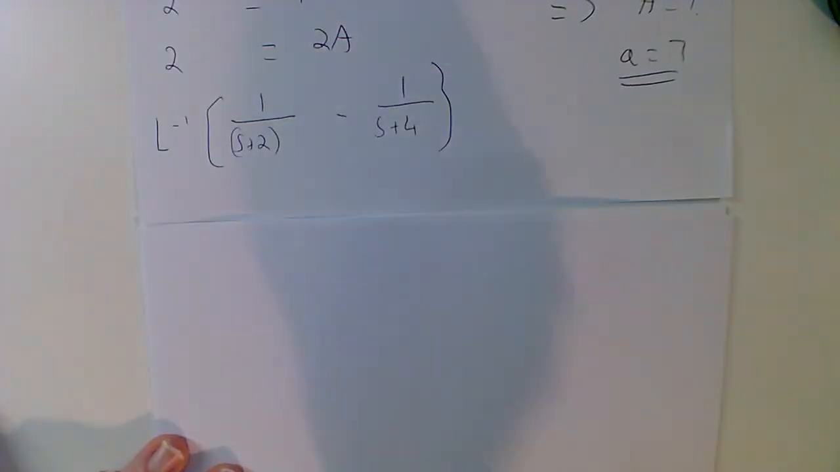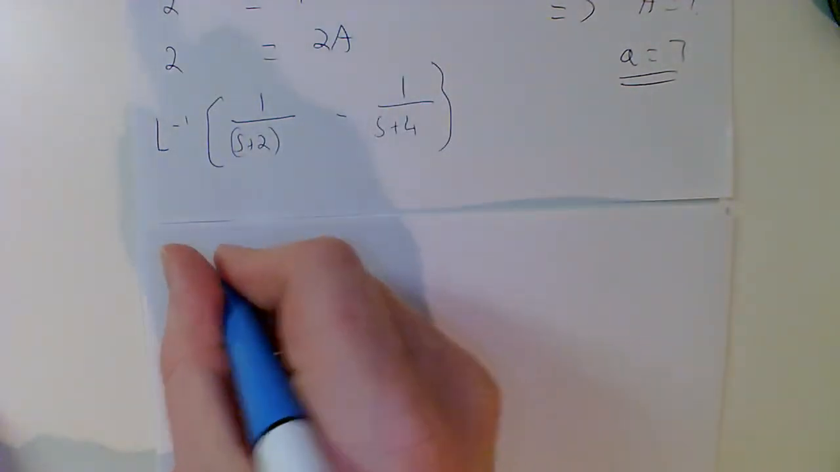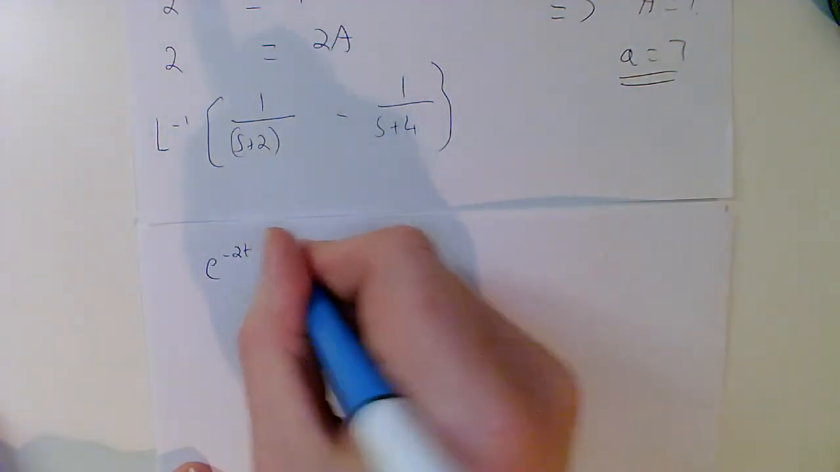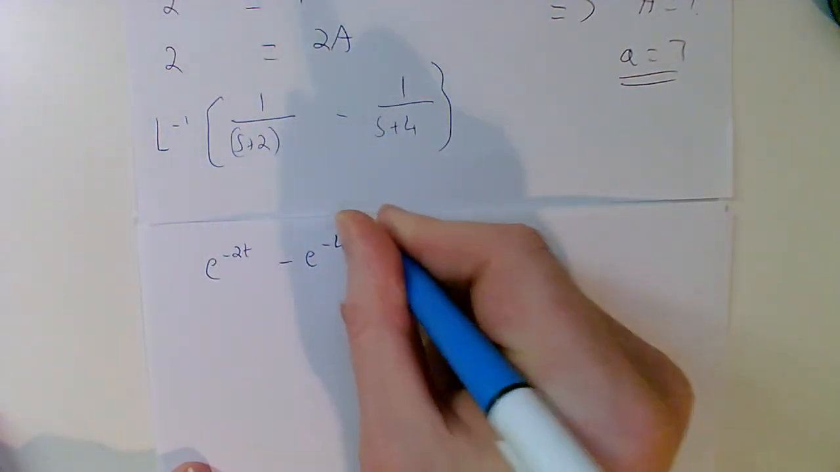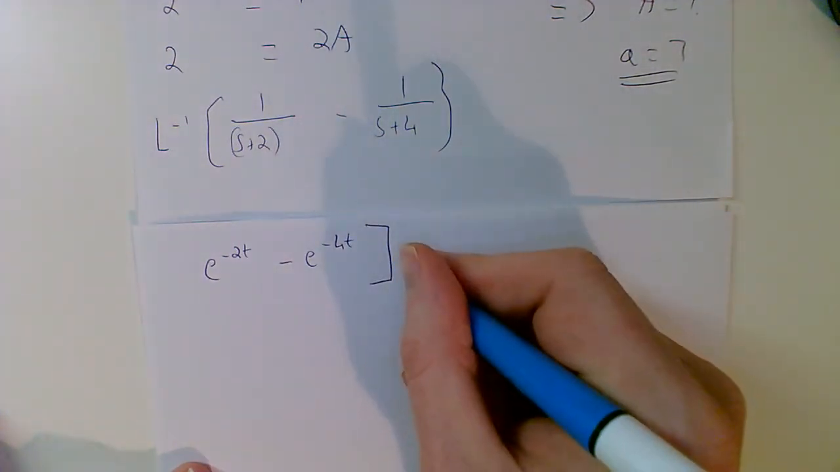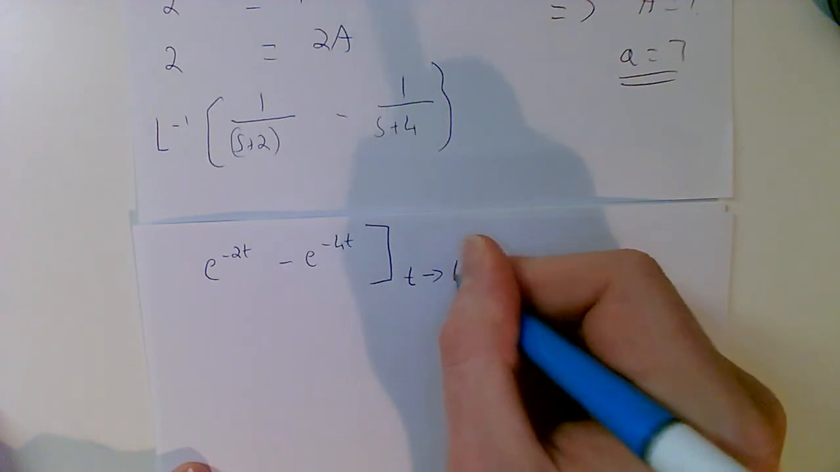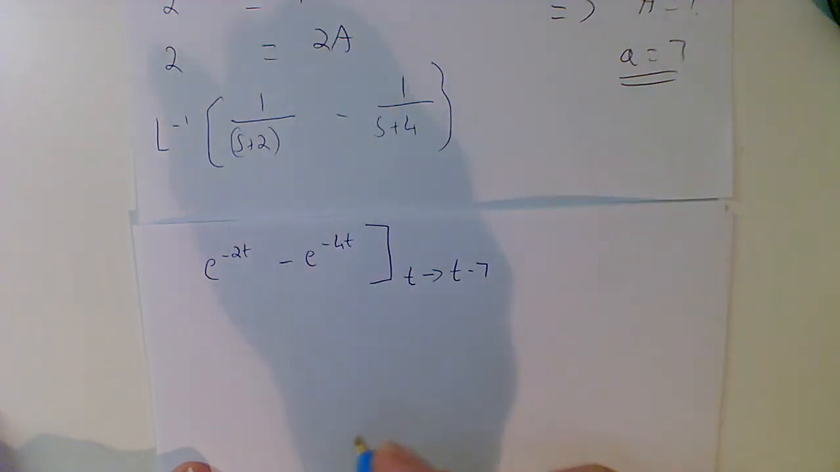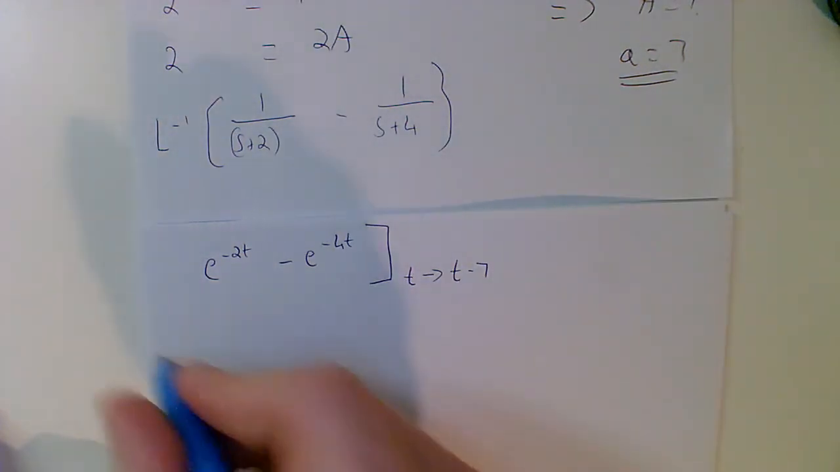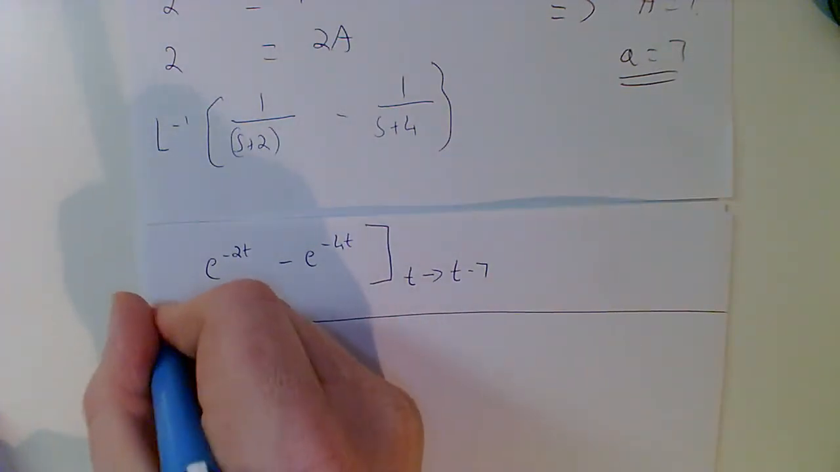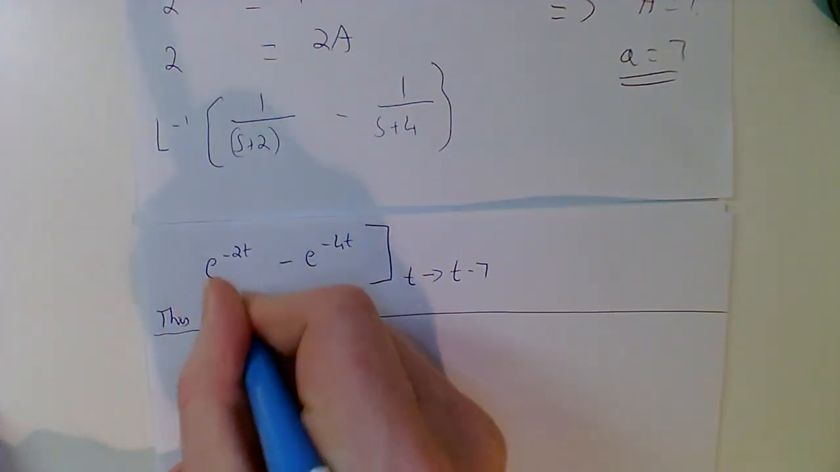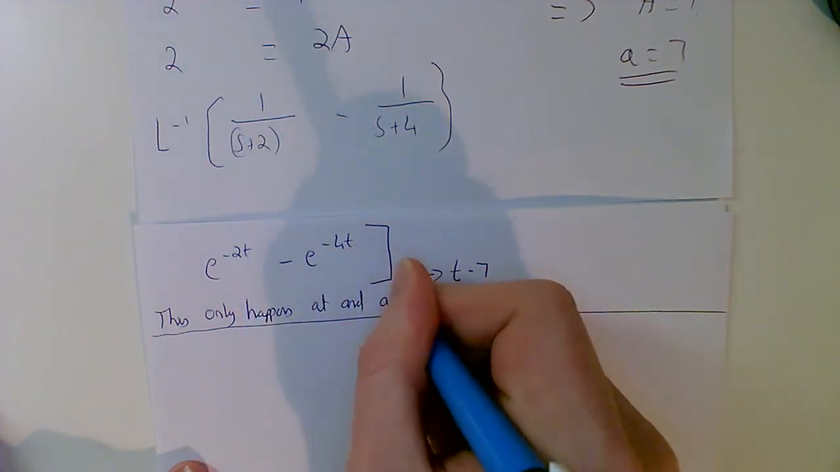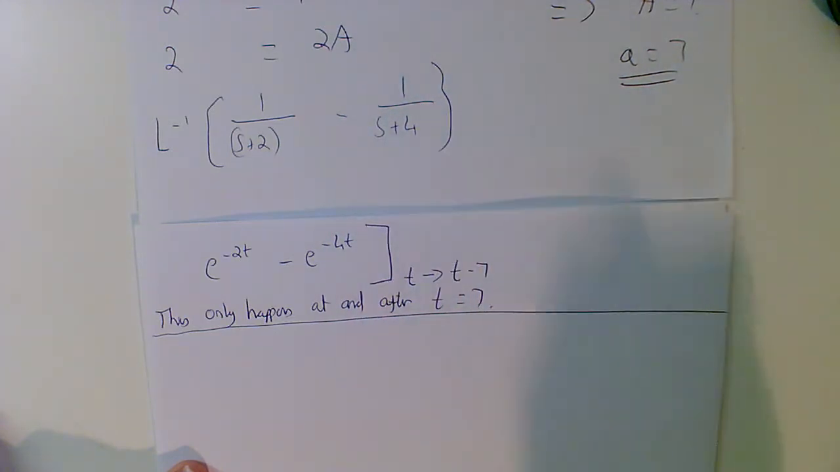So the inverse Laplace transform of that is e to the power of negative 2t. The inverse Laplace transform of that is e to the power of negative 4t. But remember, that's happening as t becomes t take away 7, because a is equal to 7 here. Okay, so that's part 1 complete. Remember, this only happens at and after t equals 7, right?